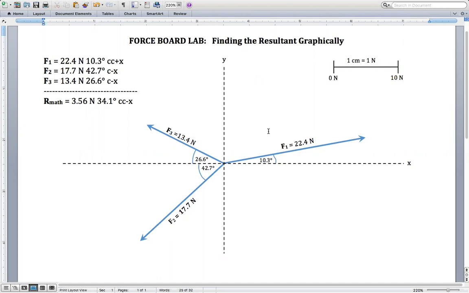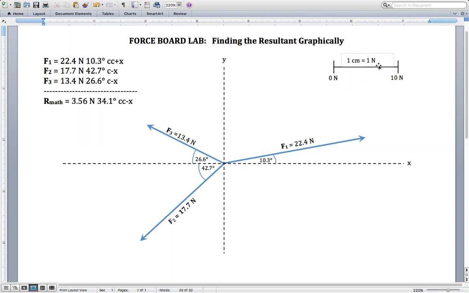So you've done the force board lab, you've drawn your vectors to scale, tail to tail, you found all of the measurements, and you added up the vectors and found the resultant mathematically. Now you have to find the resultant graphically. That means doing the same thing we did in the orienteering lab. That means placing these vectors tip to tail.